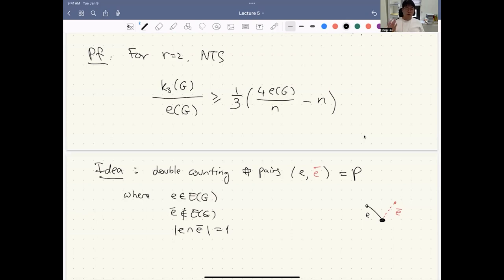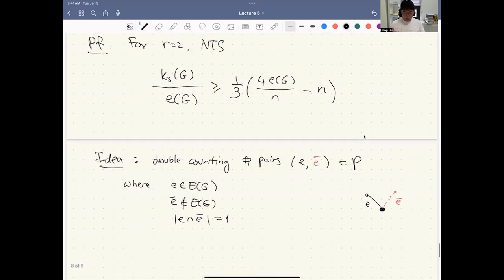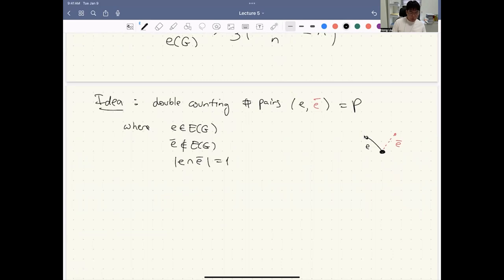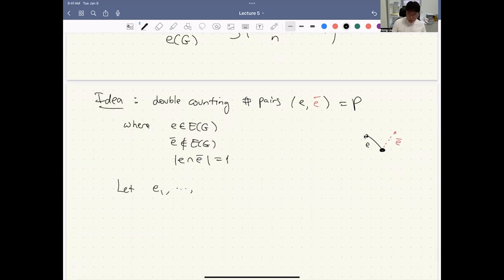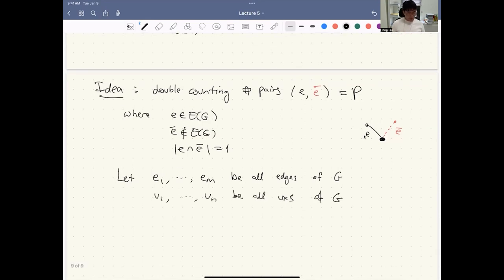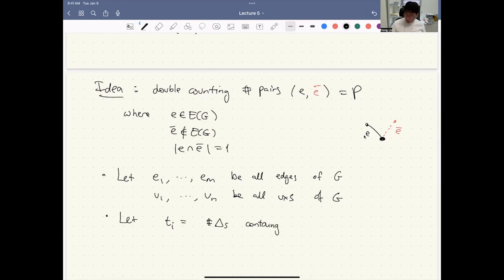So to count this guy, let's count it from above and from below. Let's define some notations to help us count them. So let's name all the edges. Let e_1 dot dot dot e_m be an enumeration of all edges of G. And let's also name the vertices v_1 to v_n, so we have n vertices, m edges, be all vertices of G. Let's define another thing. Let t_i be the number of triangles containing the ith edge. So how does it look like? This is e_i.